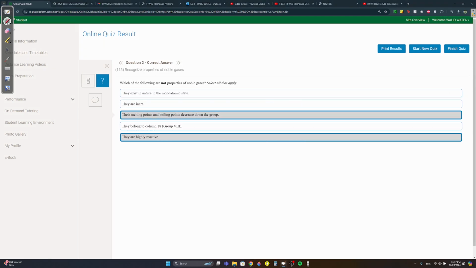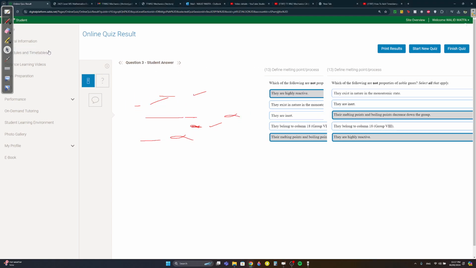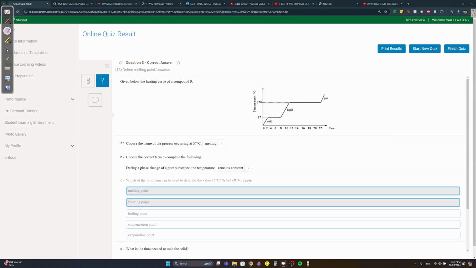Question 2. What is not true about noble gases? Of course they are monatomic, that's true. They are inert and they don't react, that's true. Their melting points and boiling points decrease, no, it's supposed to increase. They belong to column 18, that's true. They are highly reactive, of course it's false because noble gases are stable. They don't react.